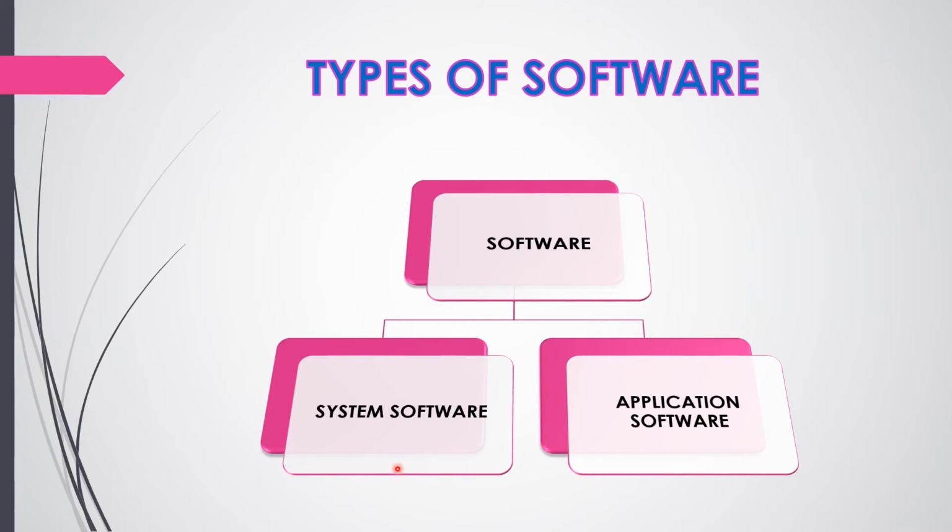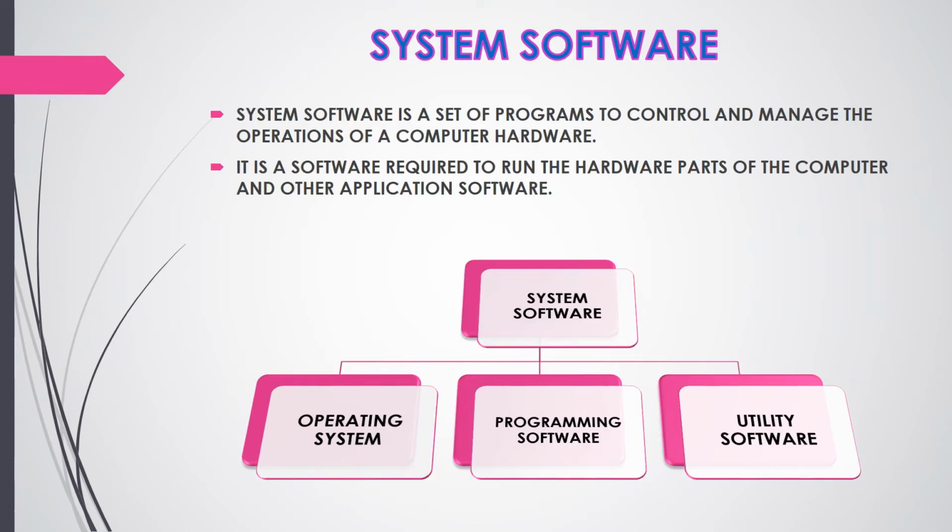There are two types of software. One is system software and another is application software. What is system software? System software is a set of programs that control the set of operations of a computer. It is a software required to run the hardware parts of the computer and other application software. System software is further categorized into three types: operating system, programming software, utility software.